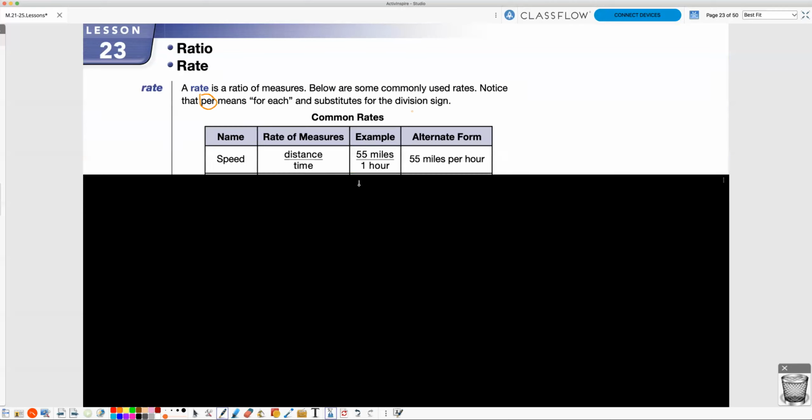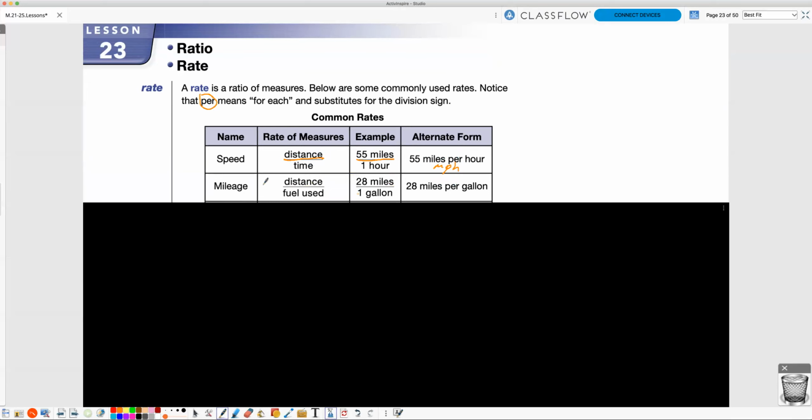So, for example, if you're looking at speed, you notice that there's distance divided by time. That would be written, say, for example, 55 miles and you did it in 1 hour. That would be 55 miles per hour. Sometimes it's mph. We can also look at mileage. We can look at distance divided by the fuel that was used. For example, 28 miles and you use 1 gallon, that'd be the same as 28 miles per gallon. Sometimes written like this, mpg.